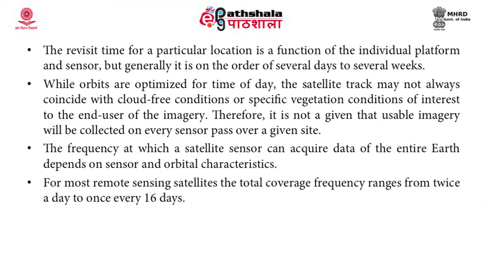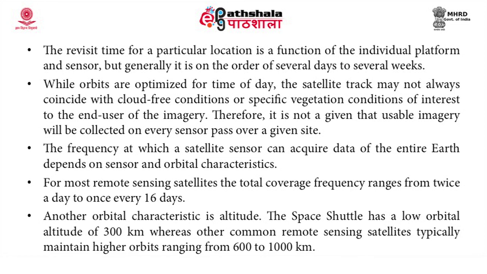Another orbital characteristic is altitude. The space shuttle has a low orbital altitude of 300 kilometers, whereas other common remote sensing satellites typically maintain higher orbits ranging from 600 kilometers to 1000 kilometers.